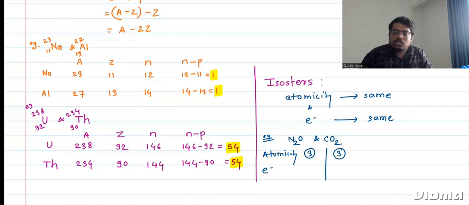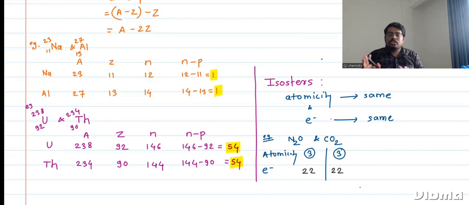Now let us find the electrons. So in N2O, nitrogen 7 into 2, that is 14, plus oxygen 8 electrons. Total number of electrons is 22. Carbon 6 plus oxygen 8, so the number of electrons here also is equal to 22. So this is the number of electrons per molecule.